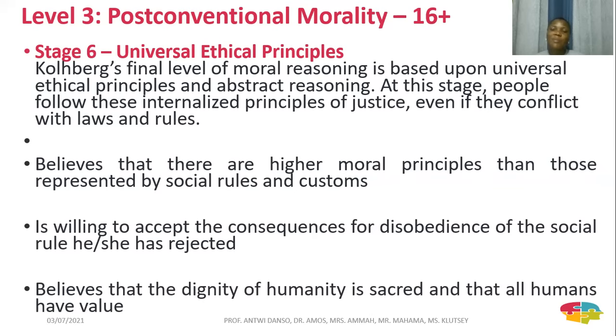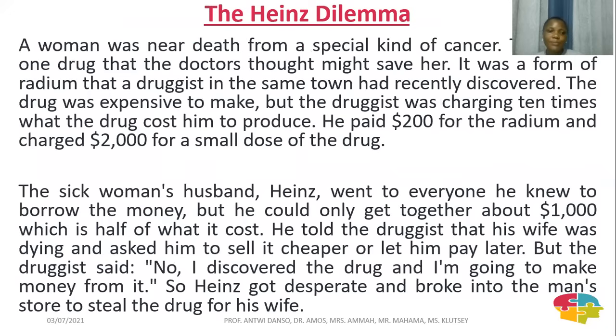Remember, I said earlier that people have their own philosophy as to what is right and wrong. So here they don't match it with what society deems right. Once they are convinced with that internalized principle of justice, even if it conflicts against the law, they go ahead and do it. So they believe that there are higher moral principles than societal rules and customs, and they are willing to accept the consequences of their disobedience if they go against the societal rules. They believe that the dignity of human beings is sacred and all humans have value.